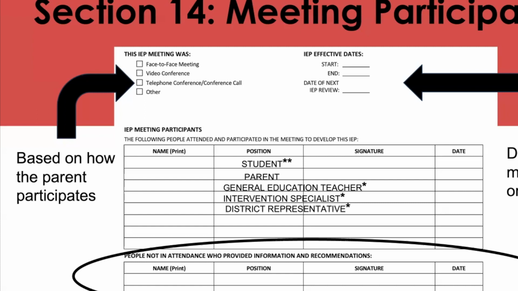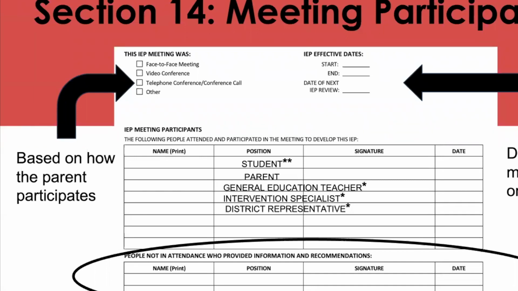Remember, also at the top, when you're choosing how the meeting was held, that is based on how the parent participates. It's not about how the team participates. So if the bulk of the team is sitting around the table and the parent is on a phone, then the meeting was held as a telephone conference, because that's how the parent participated. And then that must go in your prior written notice.